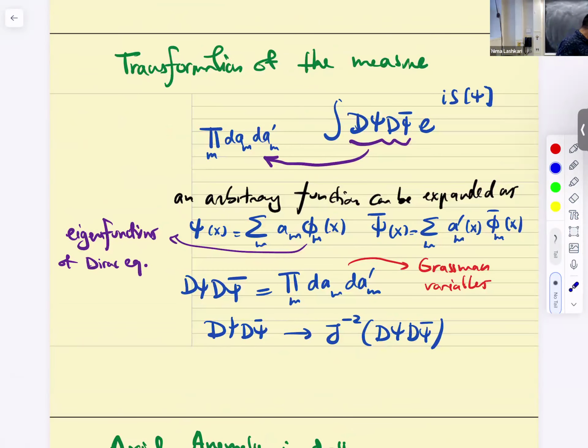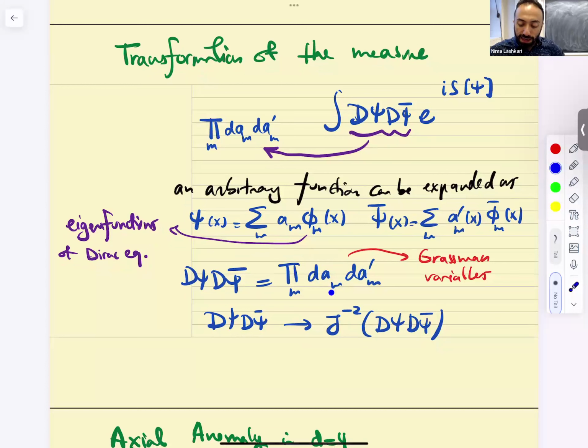All right. Transformation of the measure. So the action is invariant. What remains to be checked is whether the measure d psi bar d psi is invariant. Well, we take these psi's and expand them in the eigenfunctions of the Dirac equation, so phi m and phi bar m. Do you guys know why there is a pair of them? Again, because the transformation is reducible. Yeah, it's a reducible transformation. So there you have a pair of these guys.